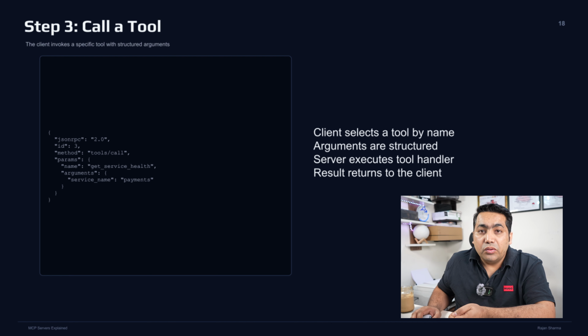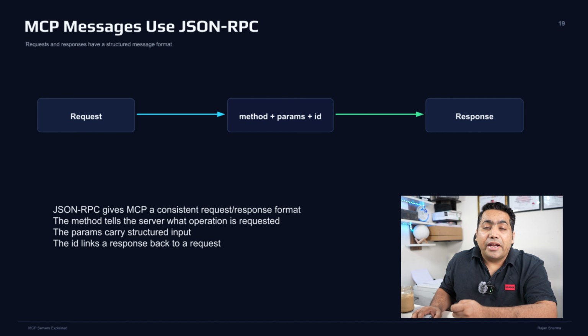MCP servers use a structured request and response style based on JSON-RPC. A request has a method, parameters, and an ID. The method tells the server what operation is being requested. The parameters carry the structured input. The ID helps connect the response back to the request. This is useful because it gives MCP a consistent message format. Even when different servers expose different capabilities, the protocol conversation still has a common shape.